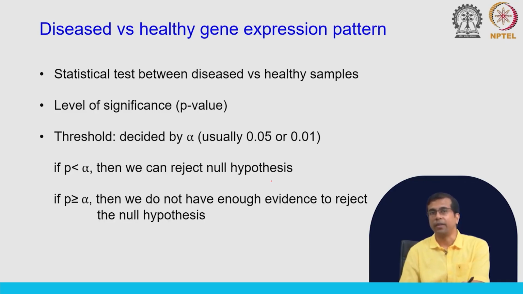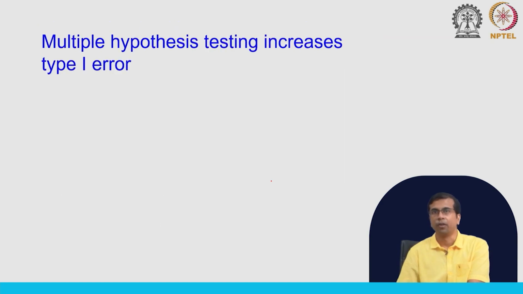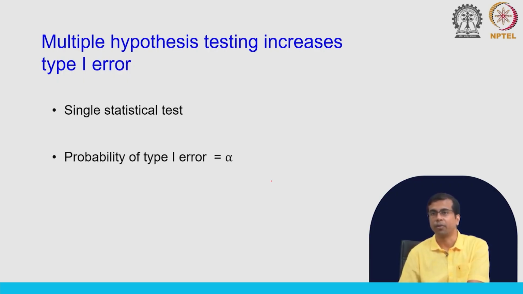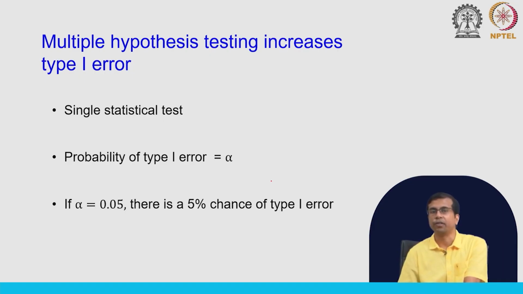If p is less than alpha, then we can reject the null hypothesis. If p is greater than or equal to alpha, then we do not have enough evidence to reject the null hypothesis. We have seen this. So, when you set this alpha, we are setting the probability of a false positive call, and we want to minimize it. Imagine a single statistical test where the probability of type 1 error is alpha. If alpha is 0.05, which is usually the case, then there is a 5% chance of type 1 error. If you set it to 0.01, we have a 1% chance of type 1 error.